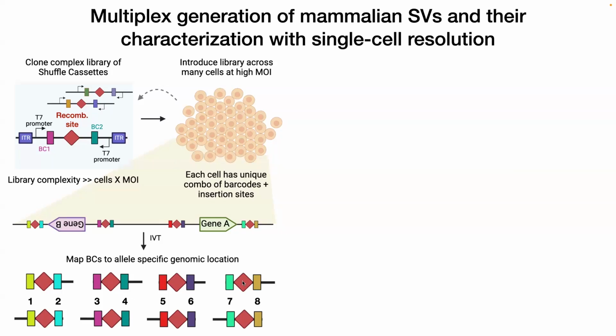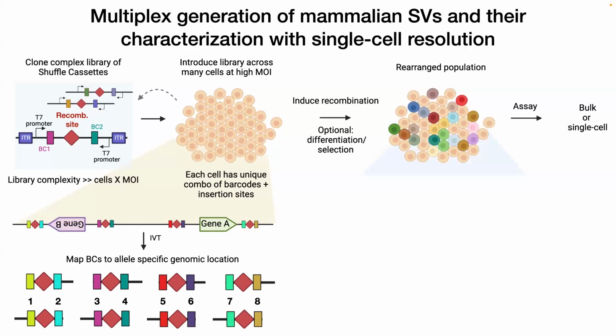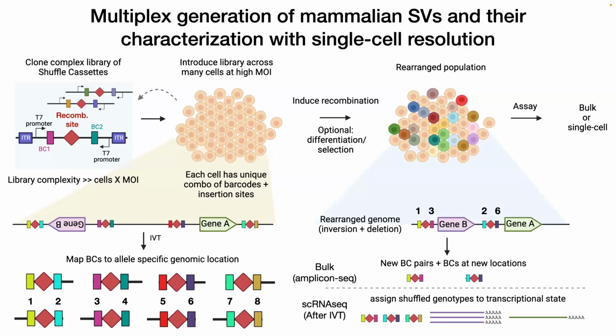Now, once you've made this giant table of where barcodes are found in your population, all you have to do then is turn on your recombinase. And if you want, throw the cells through differentiation or different selection conditions. And then we can assay what structural variants are induced, either in bulk or single cell.